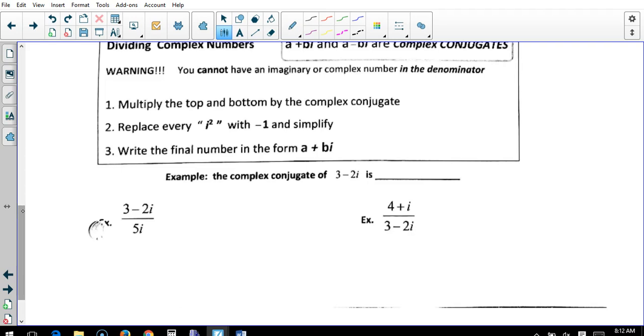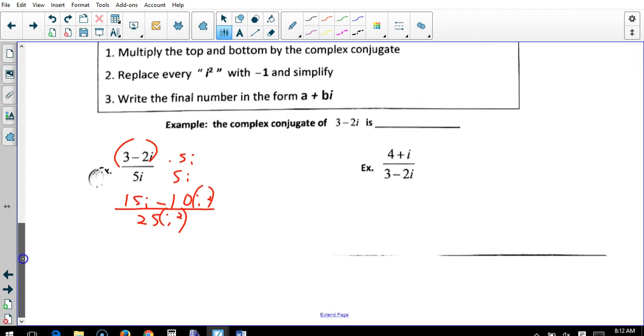So, we're going to multiply the top here by 5i and the bottom by 5i. We're going to distribute here. So, 5i times 3 is 15i minus 10i squared. That's on the top. On the bottom, we're going to end up with 25i squared. And each of these i squareds we're going to replace with a negative 1. So on the top, the negative 1 is going to make it negative 10, positive 10. I'm moving it to the front, plus 15i. On the bottom, that's going to make it negative 25. And then I'm just going to simplify.